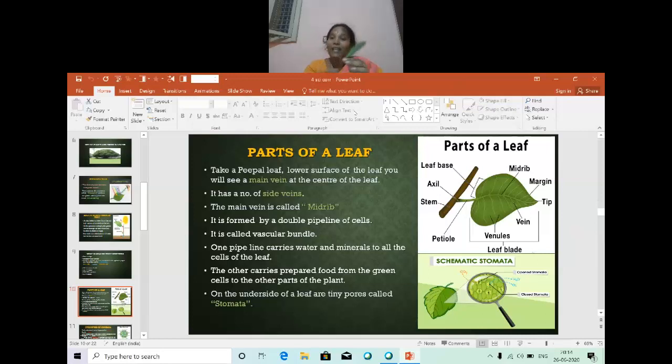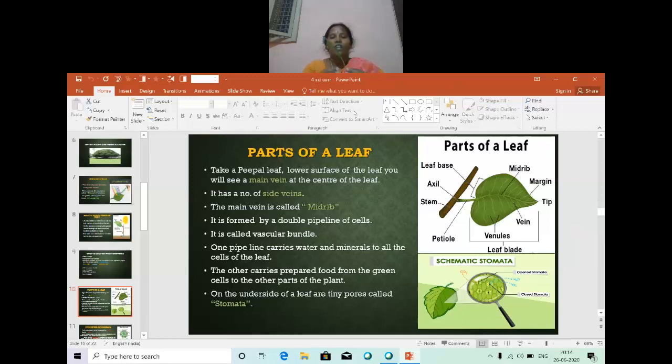We also saw the upper surface and the lower surface of the leaf. The lower surface of the leaf has many small holes. These small holes are called stomata. The singular is stoma.